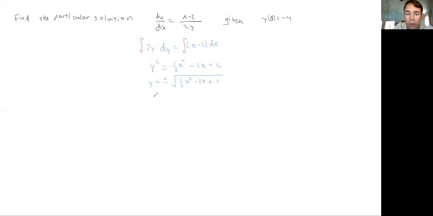And then we have to write a little bit so we know which square root to use. So since y of 0 equals -4, then y of 0 is less than 0. So that means I'm going to use the negative square root. I'm not dealing with a positive square root. On this one, I'm dealing with a negative square root.